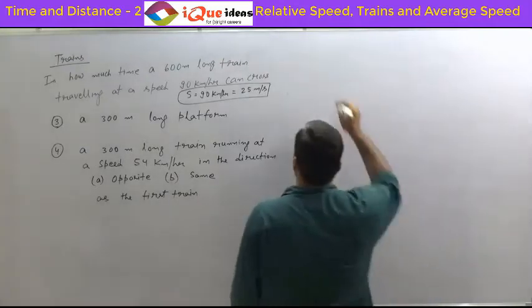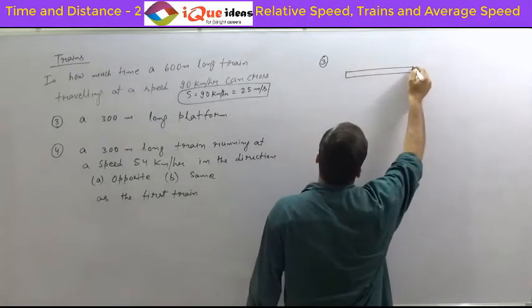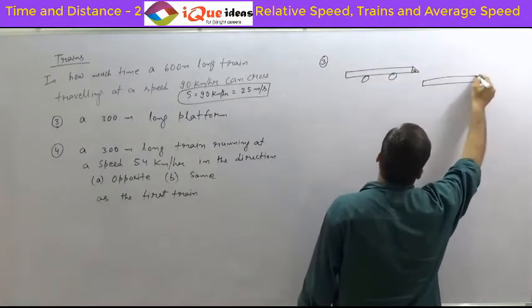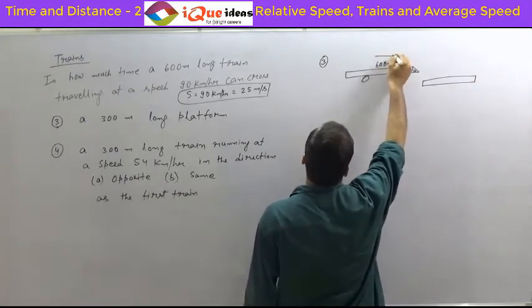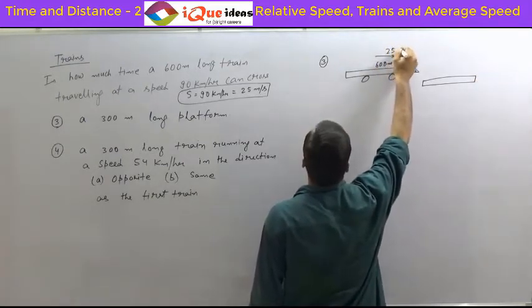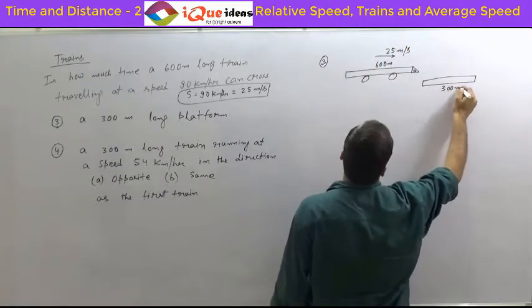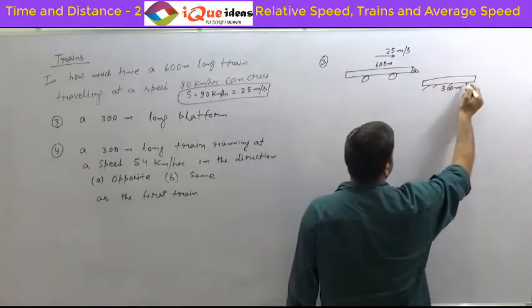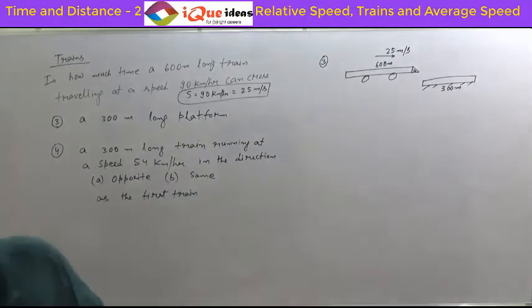In question 3, what do we have to consider? This is the train and this is the platform. Let's say this is 600 meters. It is traveling in this direction at a speed, let's say 25 meters per second, or it's given already, and this is 300 meters. First we need to decide: this platform is stationary, it doesn't move. Obviously platforms don't move.